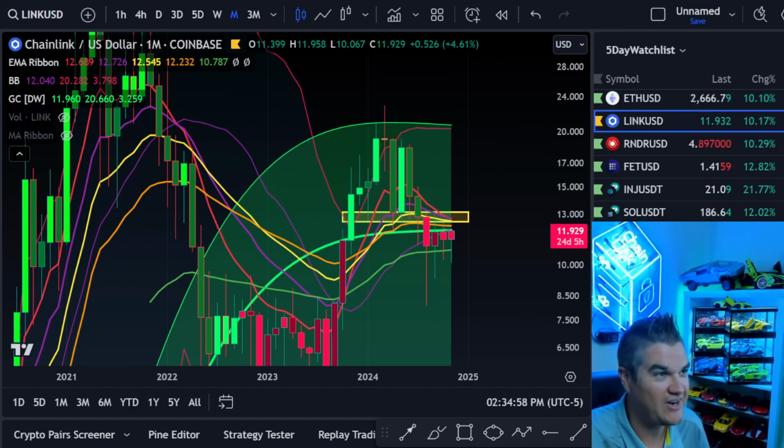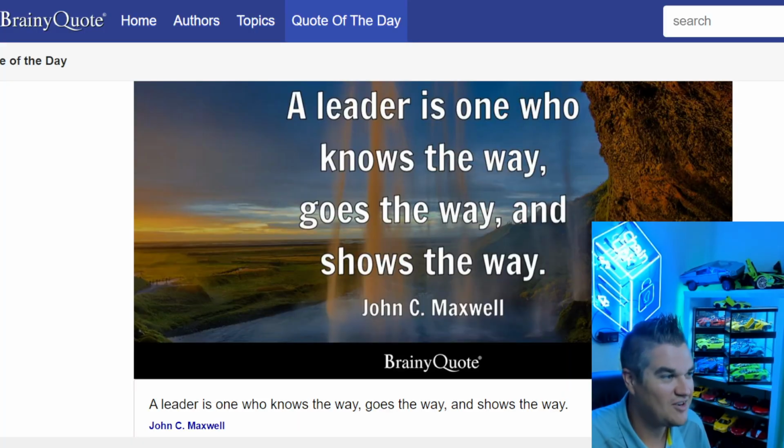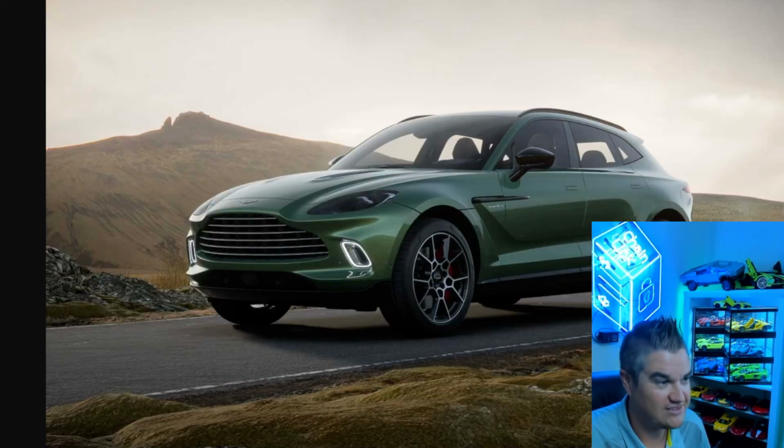Quote and car of the day. I almost forgot. It's been a while. Quote of the day: A leader is one who knows the way, goes the way, and shows the way. Car of the day: Aston Martin DBX.